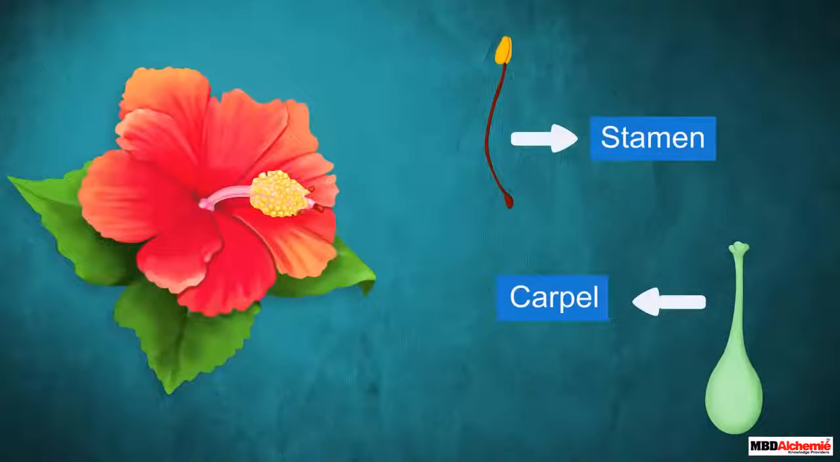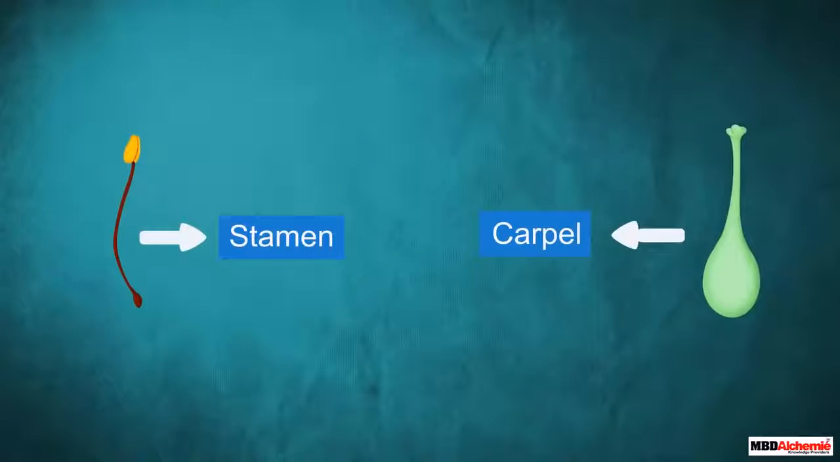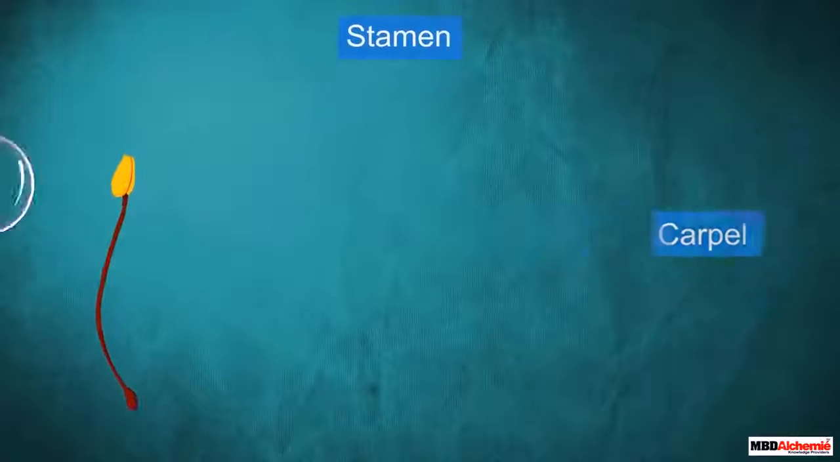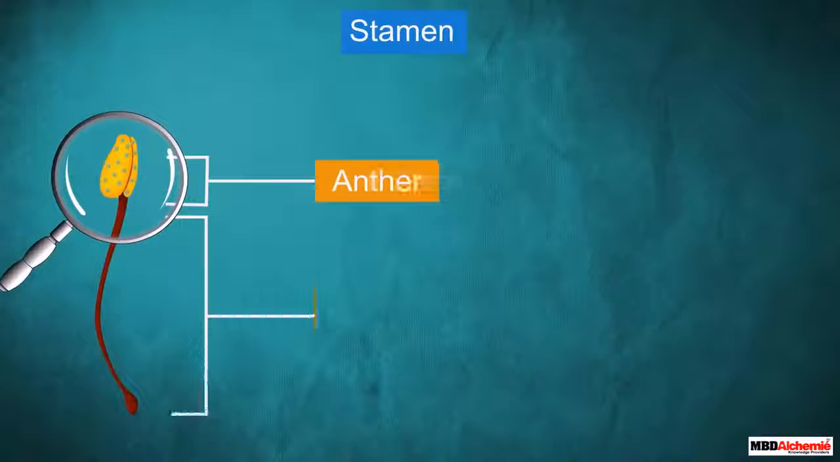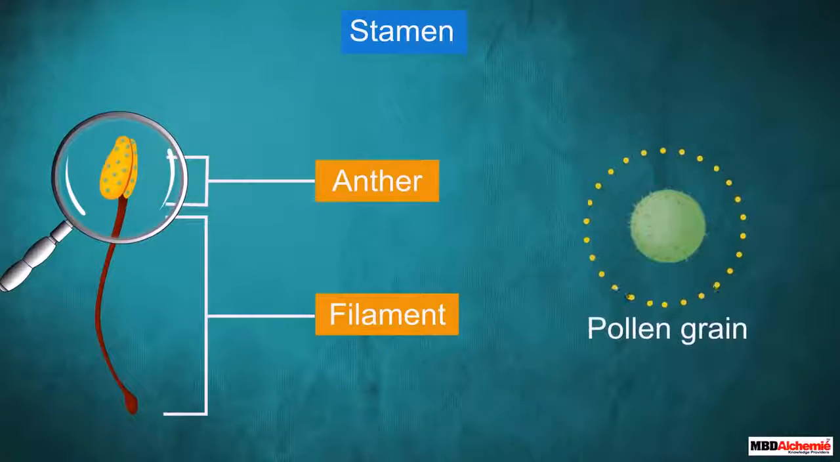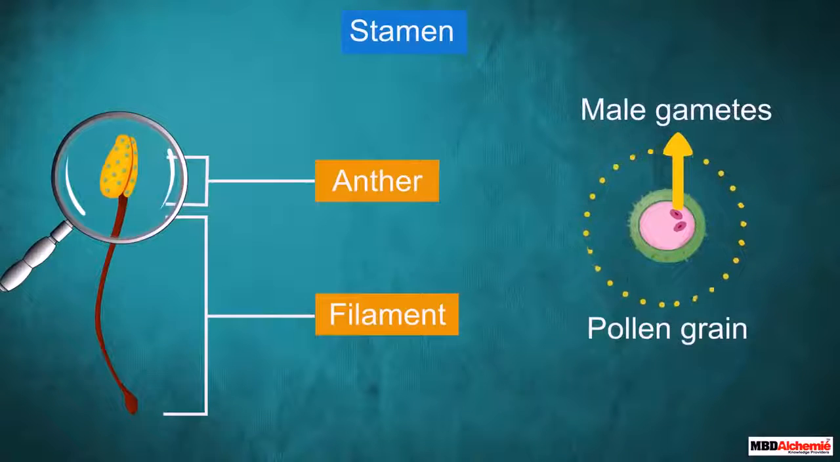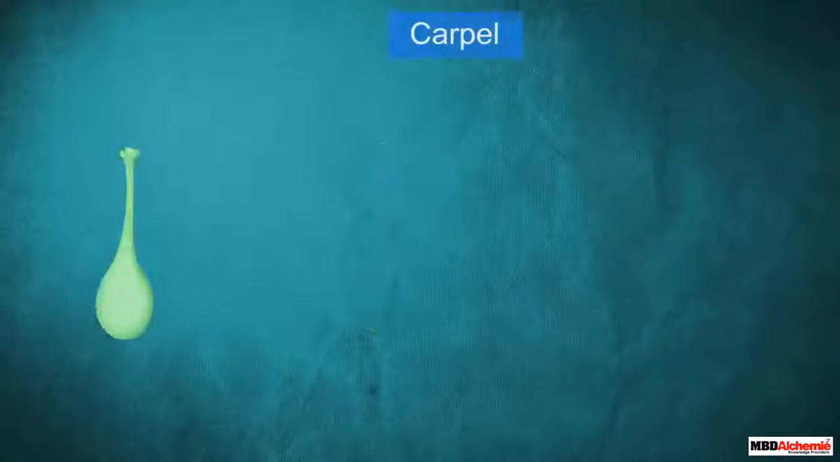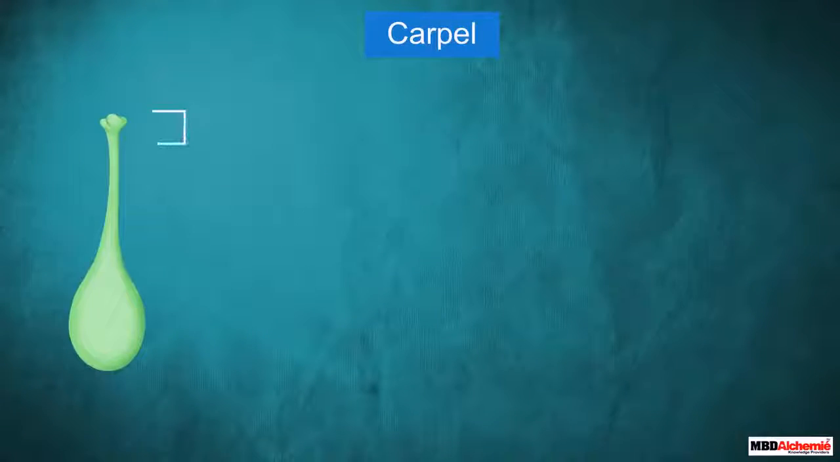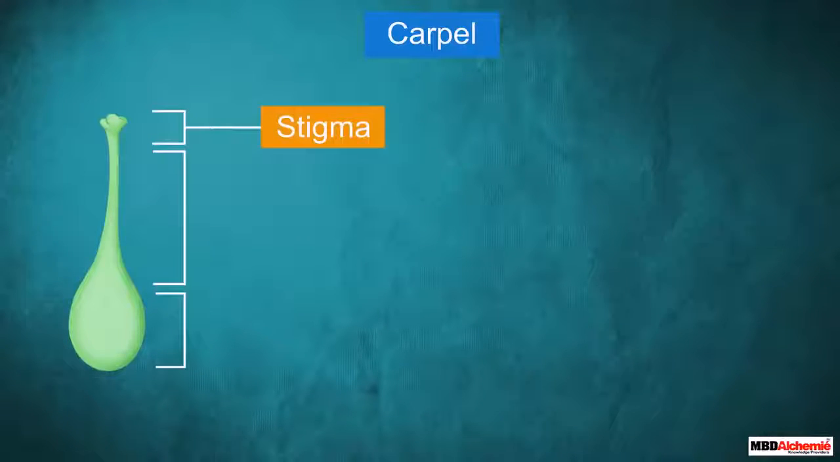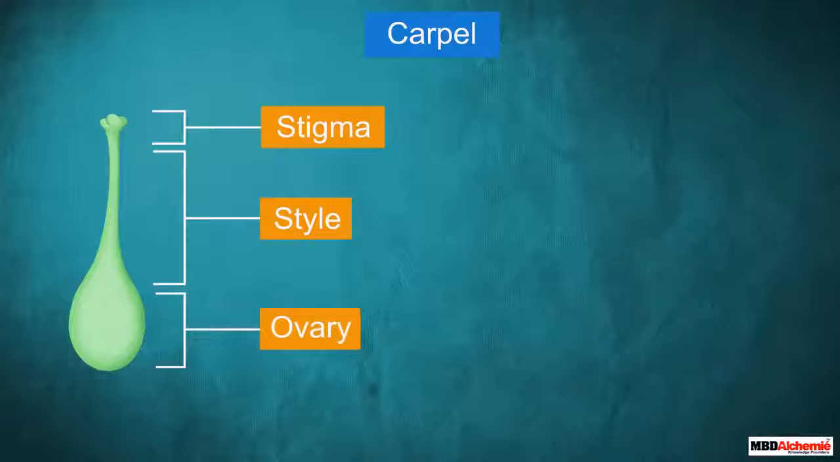Now let us know about the different parts that make up a stamen and a carpel. A stamen is made of two main parts, anther and filament. The anther produces pollen grains. It is the pollen grain that contains the male gametes. A carpel, on the other hand, is made up of three parts. The terminal part is called the stigma. The middle elongated part is the style, and the swollen bottom part is the ovary.